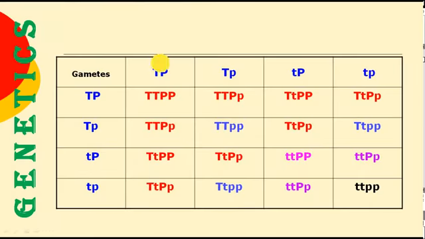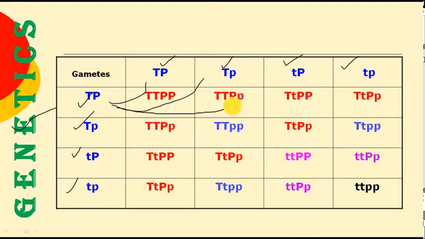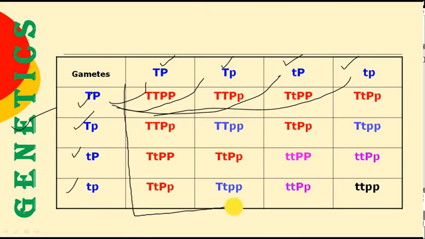Now these are the 4 gametes of male and these are the 4 gametes of female. They will combine with each other like this, and therefore there will be all 4 possibilities in each row, and the 16 combinations are there. These are the 16 possible combinations.